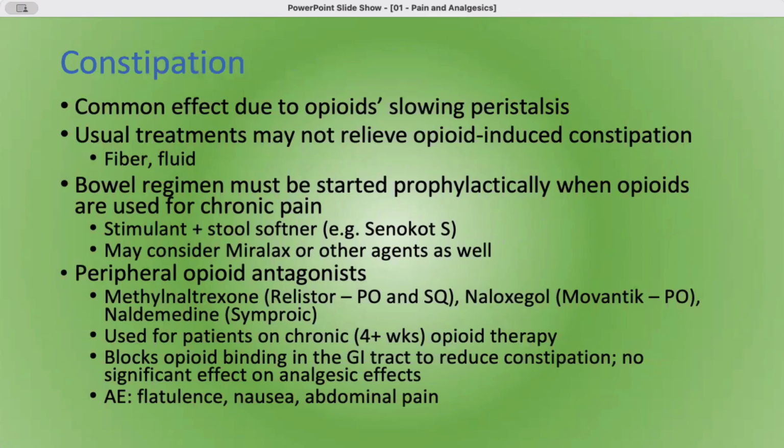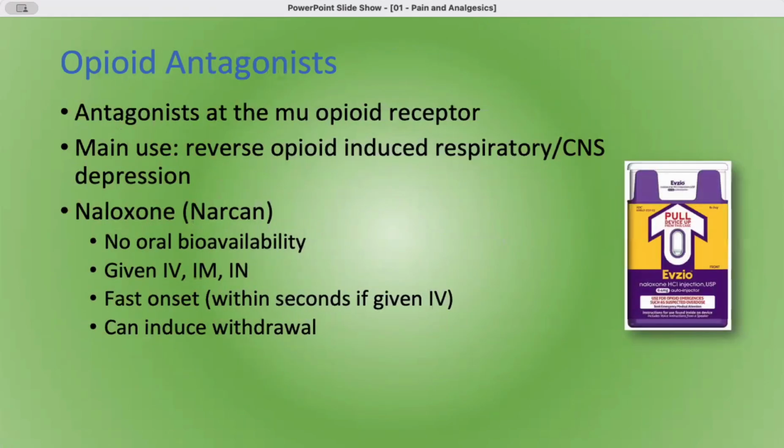Used for chronic opioid exposure to prevent constipation. And then in the case of overdose or toxicity, the opioid antagonists are the way to go. Naloxone, of course, again, we can give IV or intranasal. Has a very fast onset.